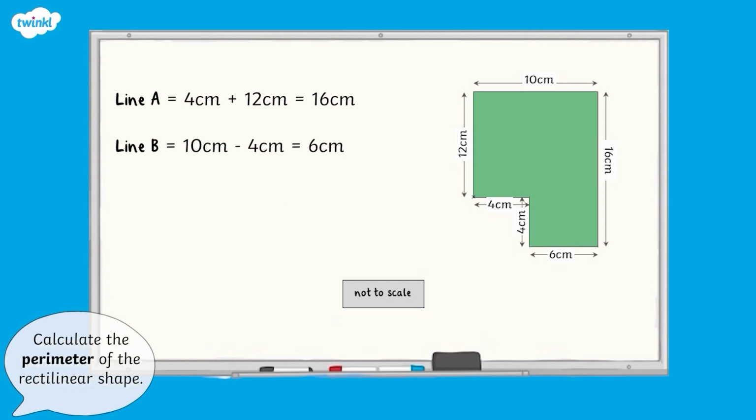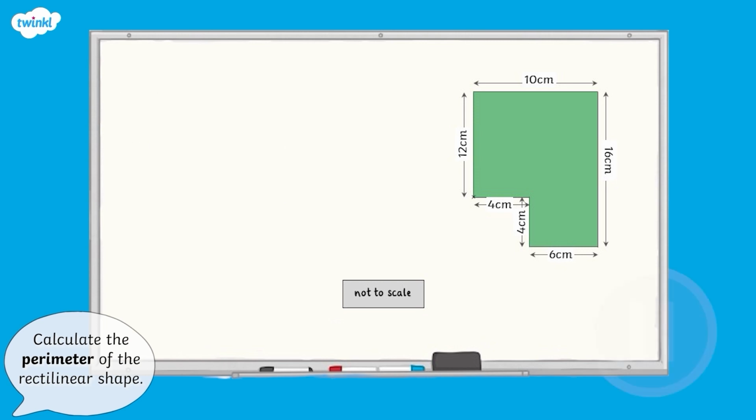Now we know the length of the missing side, we can calculate the perimeter of the shape by adding together all the lengths of each of the sides. Pause here and calculate the perimeter. How did you do? The perimeter of the shape is 52 centimetres.